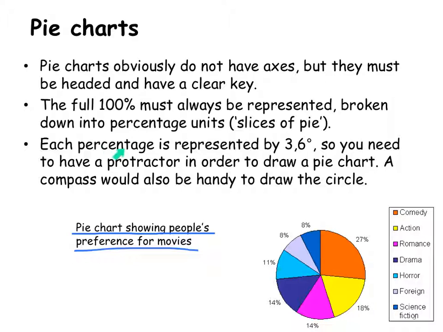Each percentage is represented by 3,6 degrees. So if I take something like 8%, I would multiply that by 3,6. So it would be around about 20 degrees. And you land up having 360 degrees and 100% all represented.